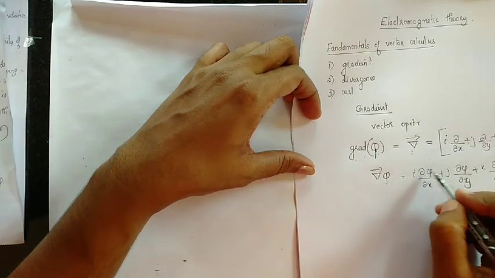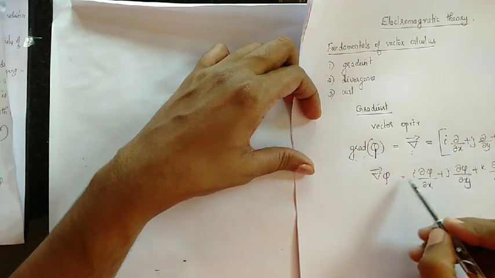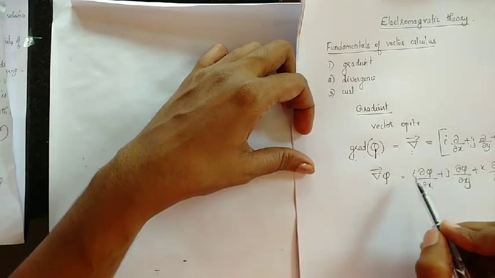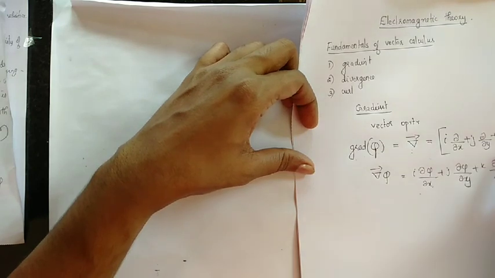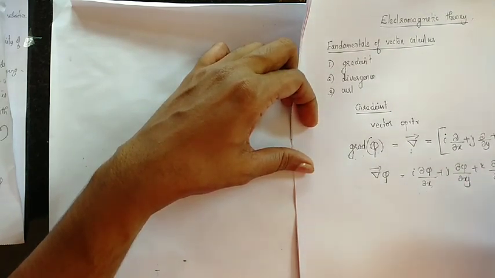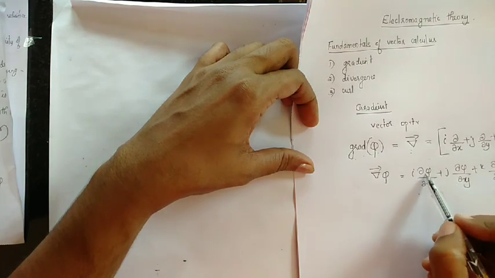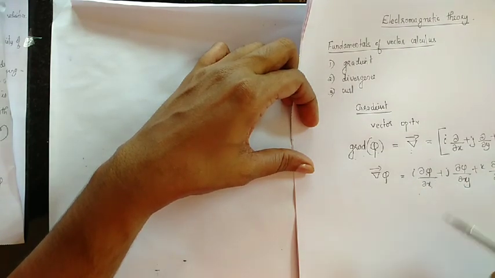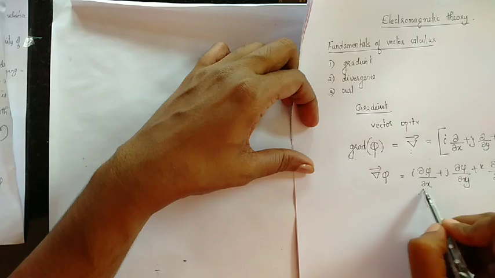Its magnitude will give you the maximum rate of change of phi, and its direction will give you the direction in which phi is getting changed, that is, the direction in which phi is increasing.